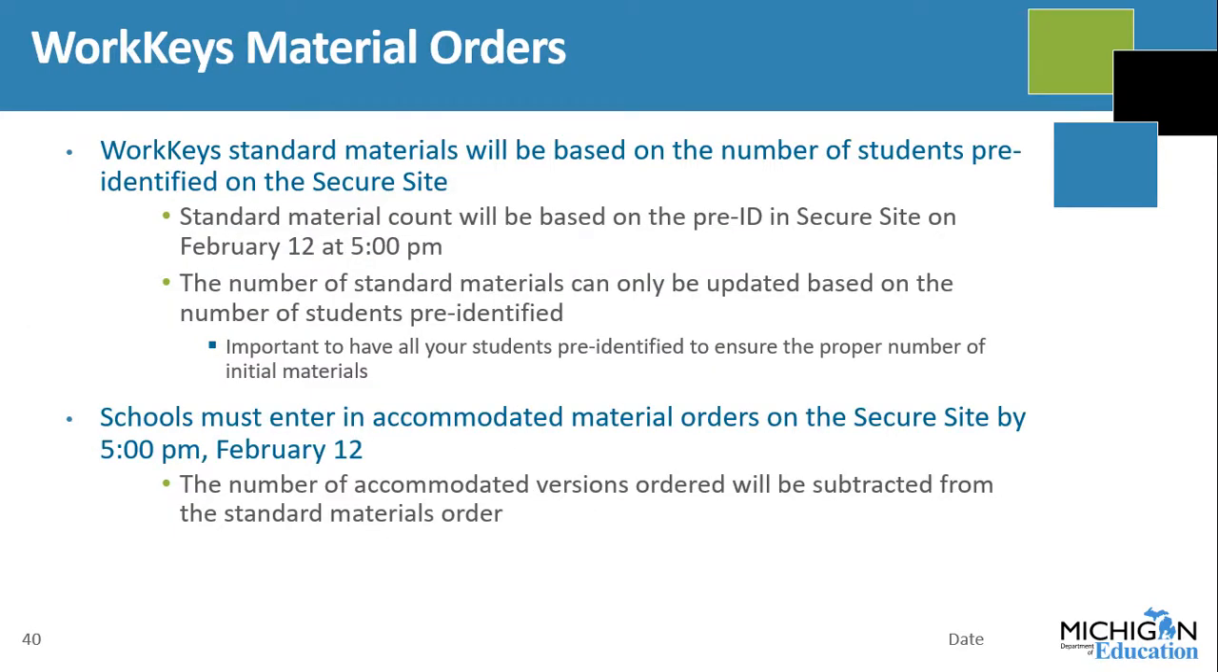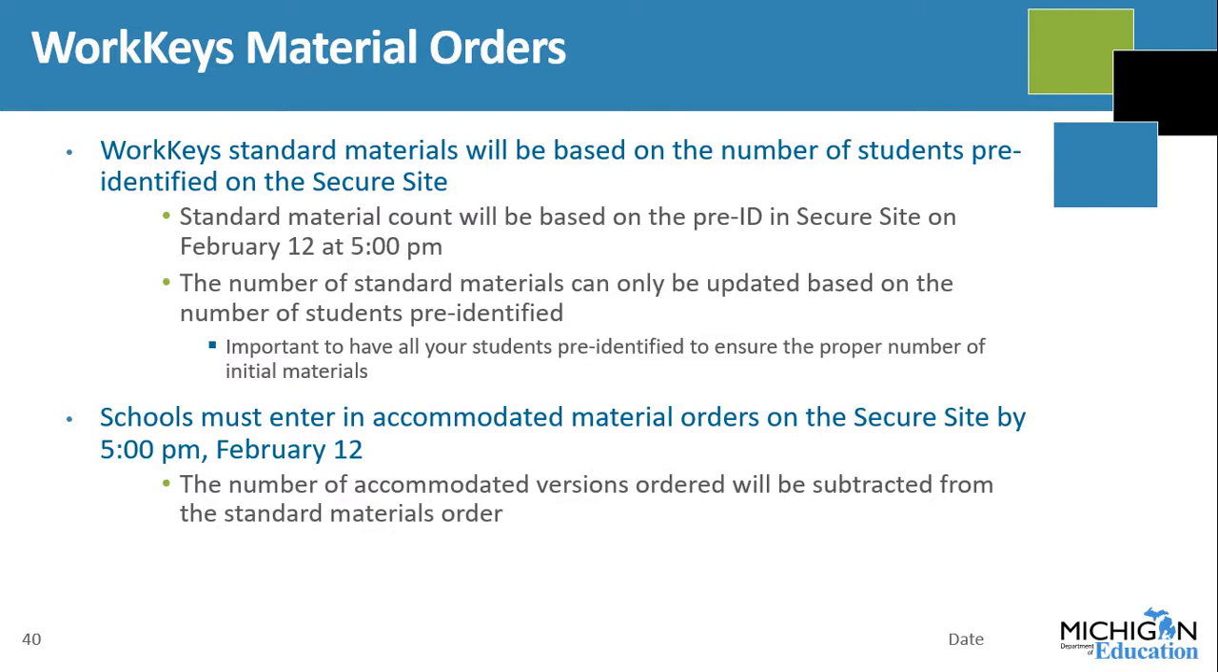The standard materials for WorkKeys will be based on the number of students pre-identified on the secure site by 5 p.m. on February 12th. You do not have to submit requests for approval to ACT for accommodated versions. If you need accommodated versions based on a student's IEP, then you can enter the order directly on the initial material order page of the secure site by 5 p.m. on February 12th. The number of accommodated materials that you order will reduce your standard material order by that amount.